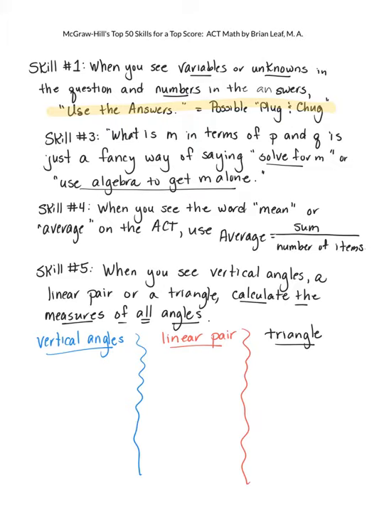Secondly, if the question asks you something like this, what is M in terms of P and Q? That's a fancy way of saying solve for M or use algebra to get M alone. Okay? What that means is solve for the M, and you're going to have P and Q in your answer. You're not going to have just a plain old number like they suggest in Skill 1.